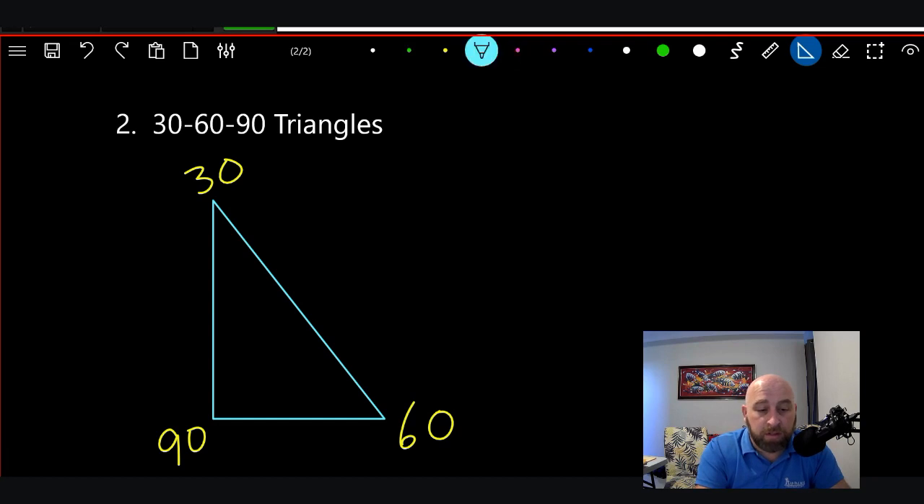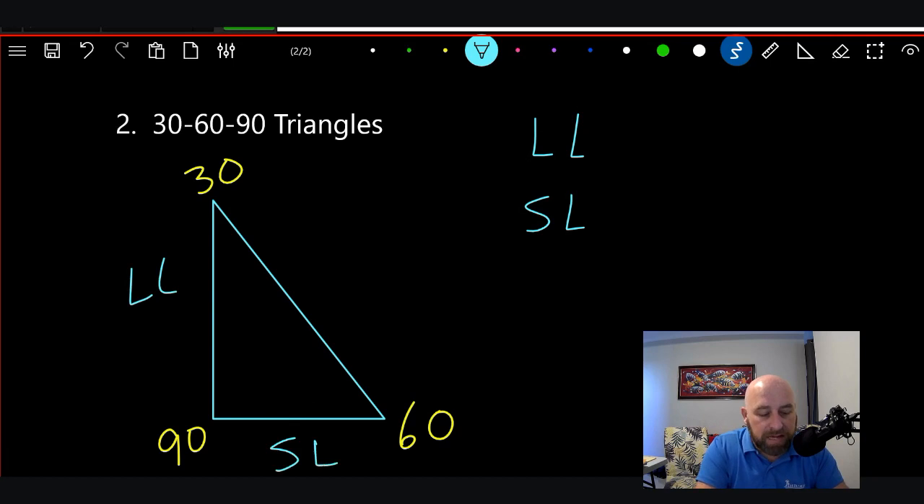What are some things that we need to memorize? Well, if you look at page 418, you will see the little chart there on the top of page 418. So there's a long leg and a short leg, okay? So this one here would be the long leg, LL. And this one down here is the shorter one, so this is the SL.